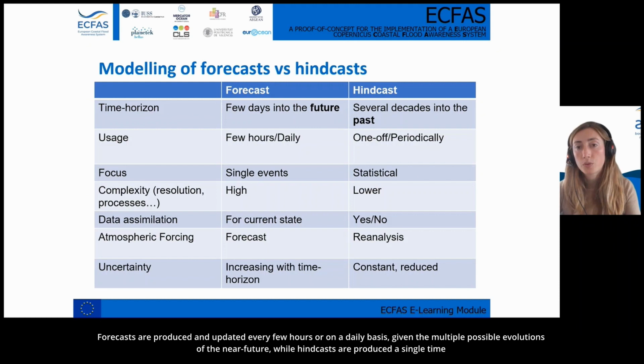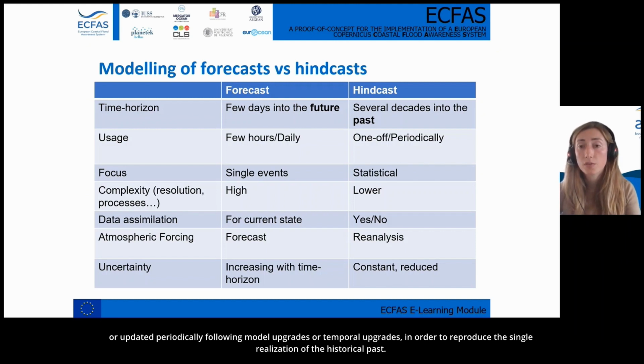Forecasts are produced and updated every few hours or on a daily basis, given the multiple possible evolutions of the near future, while hindcasts are produced either a single time or updated periodically following model upgrades or temporal upgrades in order to reproduce the single realization of the historical past.